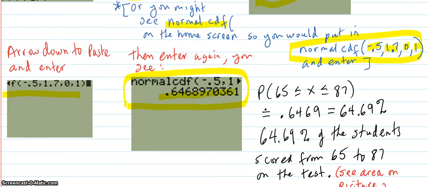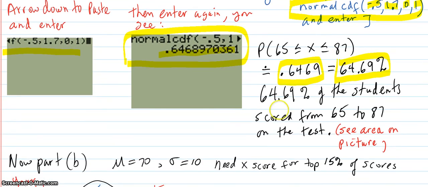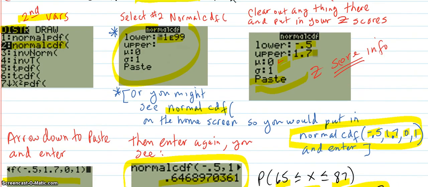So there's your answer. The probability that a raw score is going to be between 65 and 87 is about 0.6469. Usually round these out to 4 places. That's also 64.69% in case you want to view it that way. So that means 64.69% of the students scored from 65 to 87 on the test. It also means the probability that a student picked at random having a score between 65 and 87 is 0.6469. Alright, so that's this area up here.